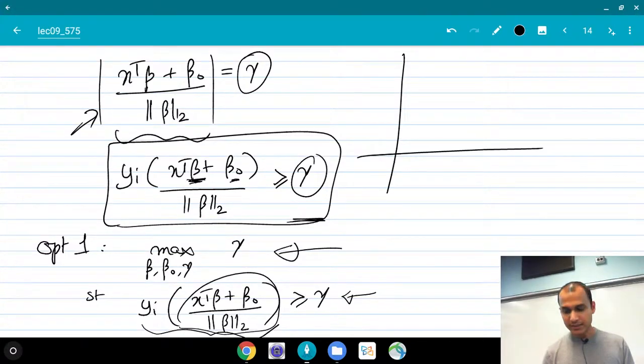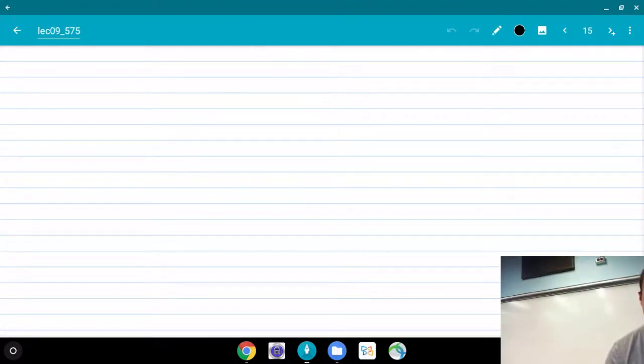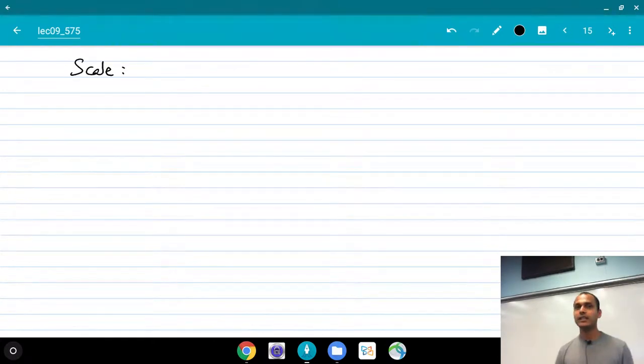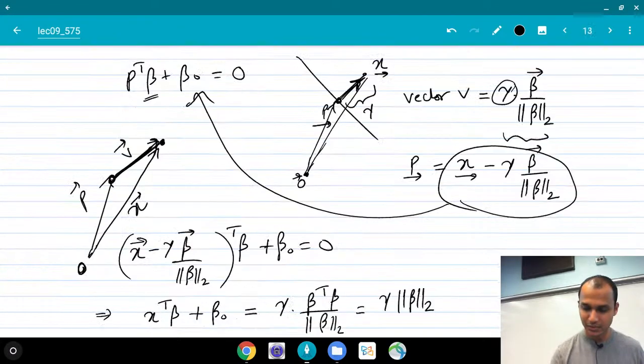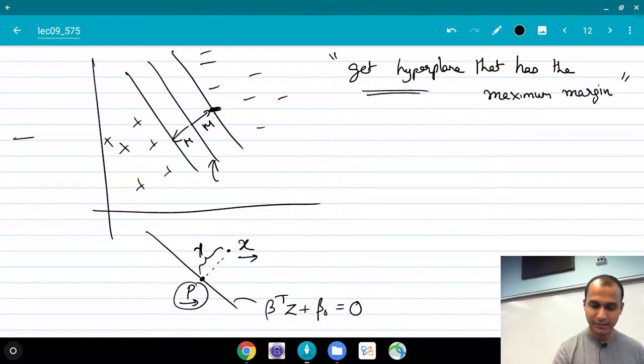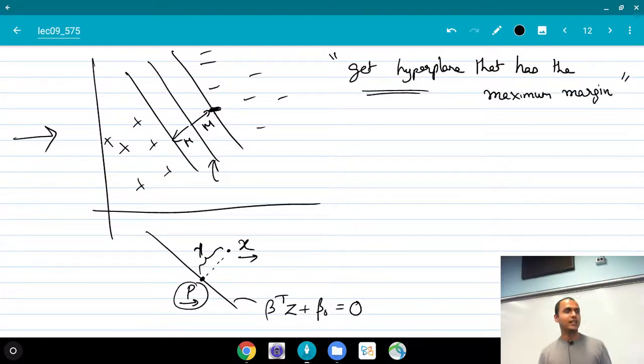So what is the first thing we can do is the following observation, that we can deal with scale. What do I mean by that? Think of this diagram here. I have this data. If I keep the same hyperplane, which means it's defined by the same beta vector and some intercept beta naught.